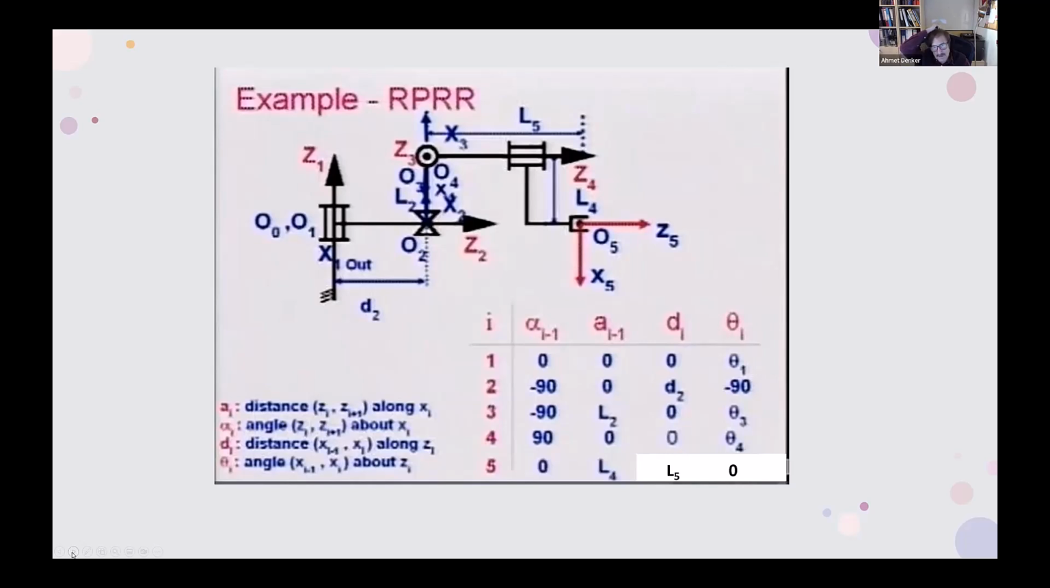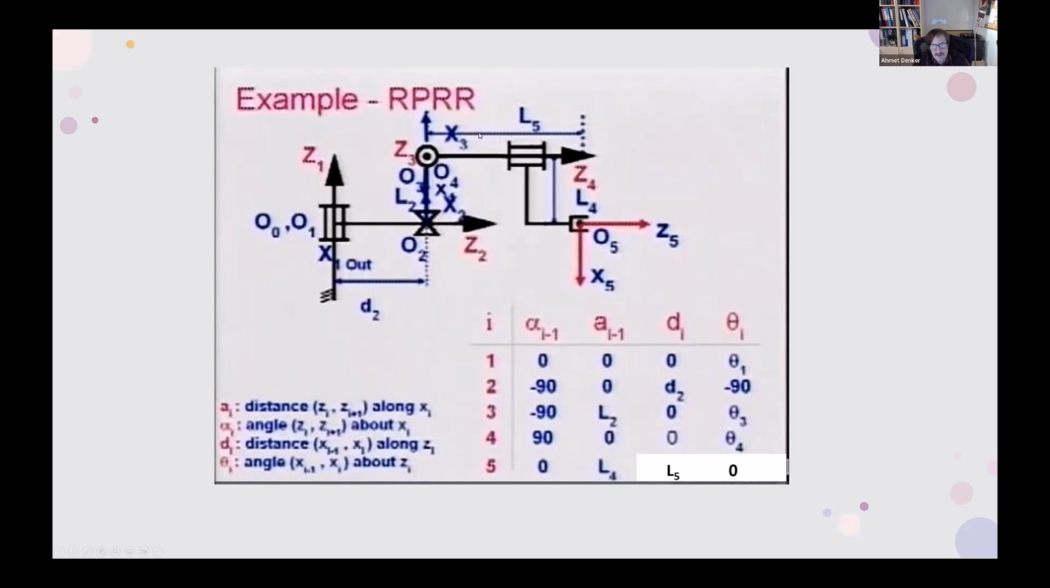Here, let us look at the alphas. Alphas are the twist angle between Z4 and Z5. So they are parallel. There is no twist between them, 0. The distance between them along the x-axis is L4, which is this. But there is also a distance L5 in this direction.